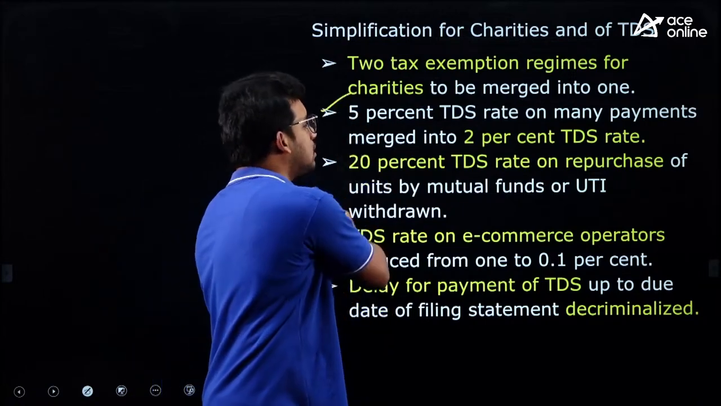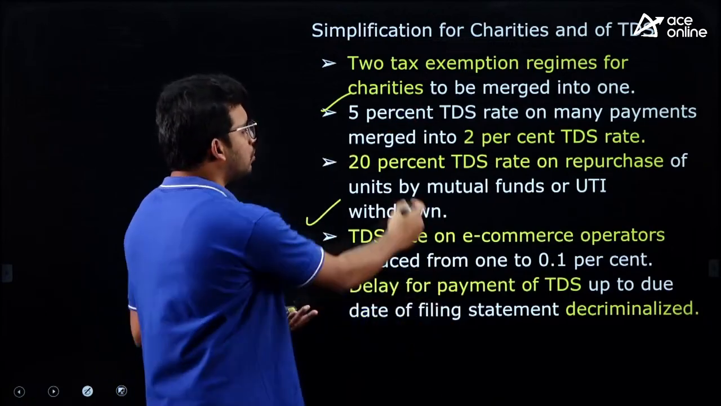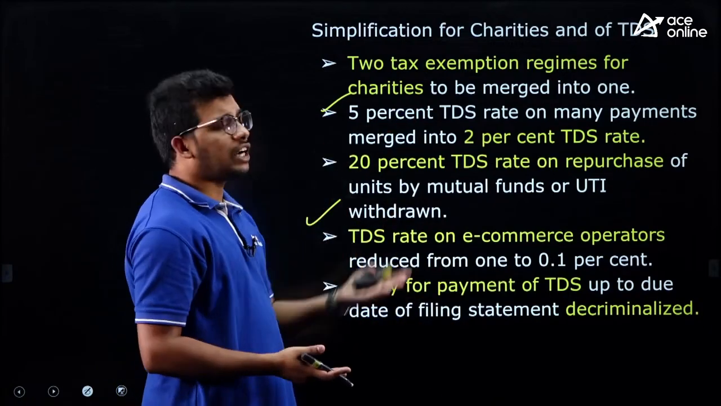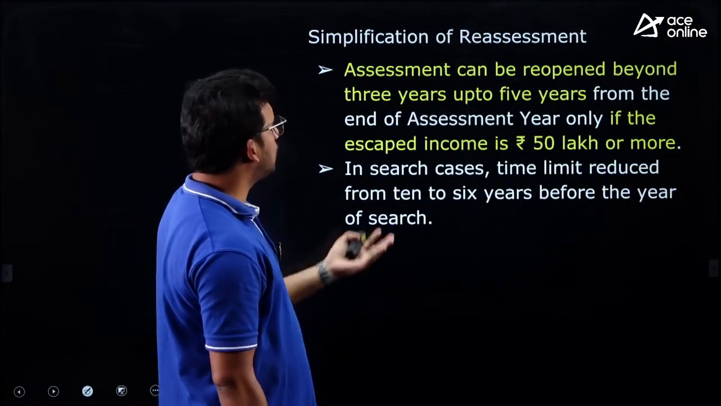Now for charities they have reduced, right? You can see these details in the PDF. So they have reduced, and this is not very important. For charity organizations they have reduced the tax deduction at source. So same thing with this.